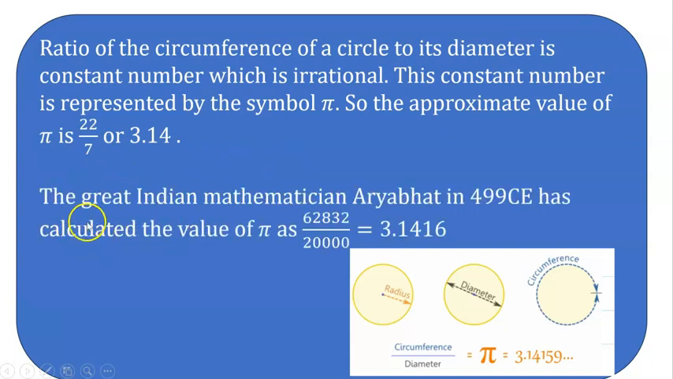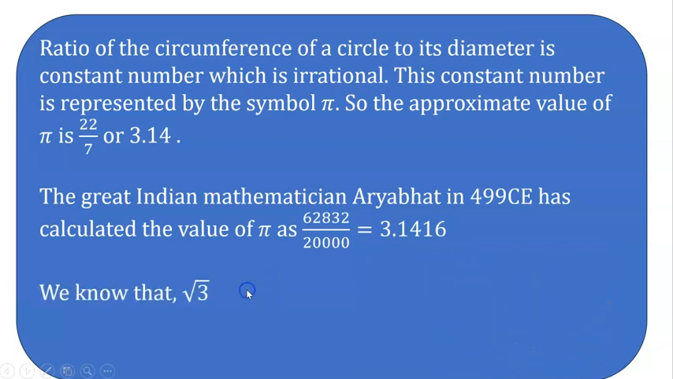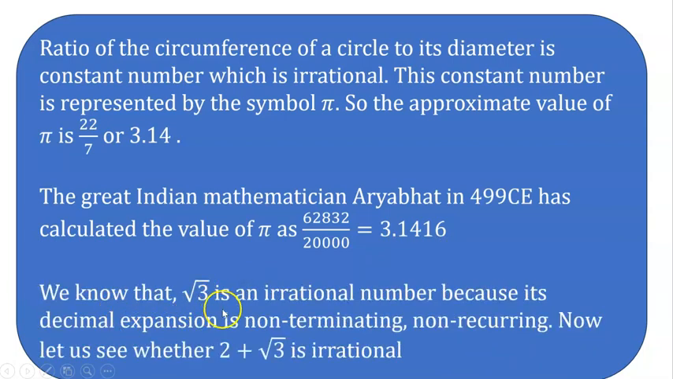Okay. The great Indian mathematician Aryabhatta in 499 Christian era has calculated the value of pi as 62,832 upon 20,000, that equals 3.1416. Okay. Now next we know that root 3 is an irrational number because its decimal expansion is non-terminating, non-recurring.